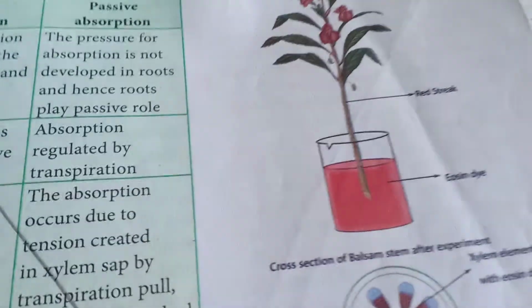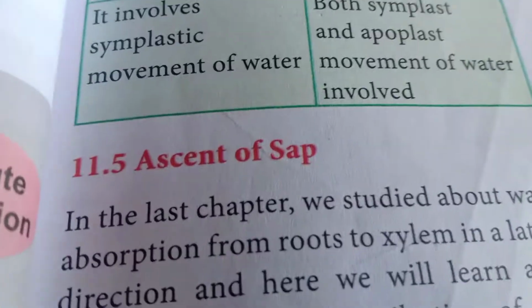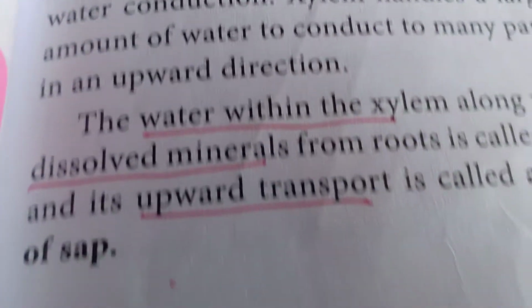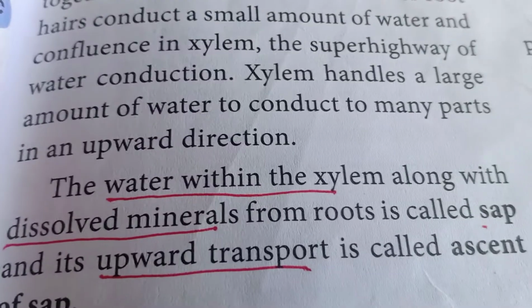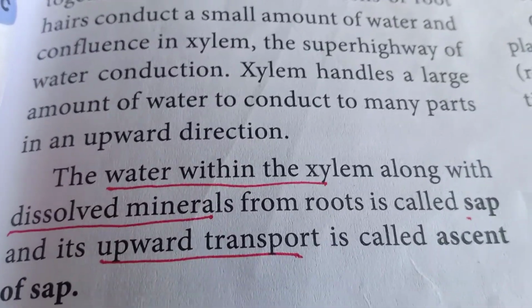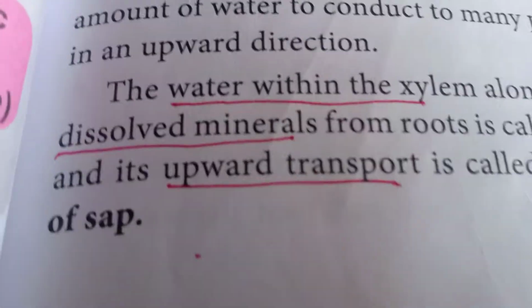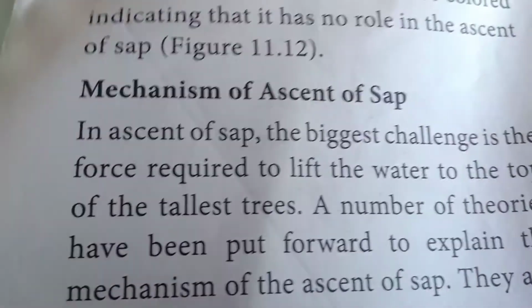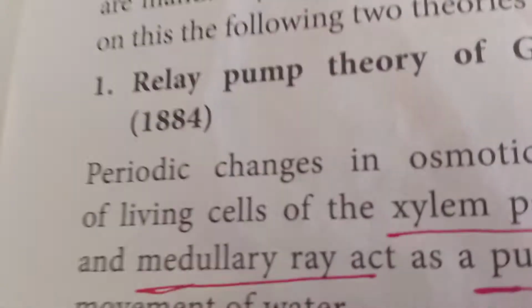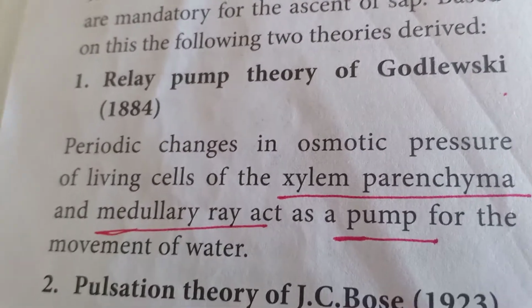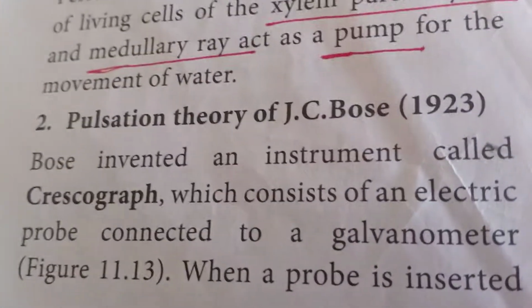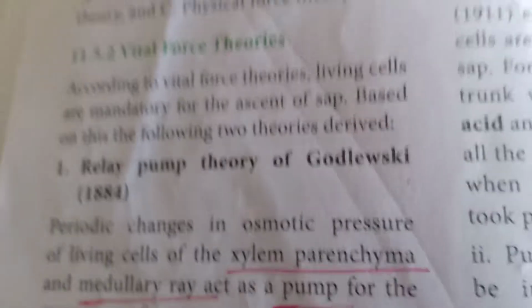Now we will move on to the next topic, ascent of sap. What is ascent of sap? The definition is given here. The water within the xylem along with the dissolved minerals from the root is called the sap, and its upward transport is called the ascent of sap. Here is an experiment given to check the ascent of sap. The path of the sap is given, and the mechanism is explained by two theories. One is the relay pump theory of Godlewski, and the pulsation theory by J.C. Bose. So learn these two theories.